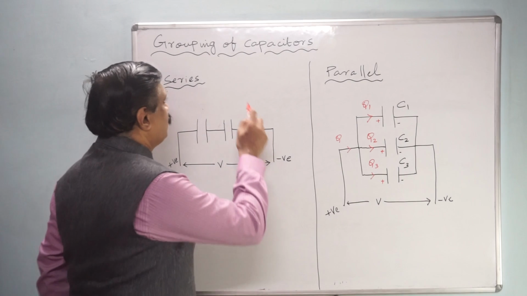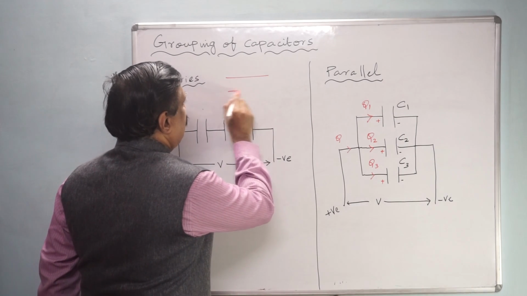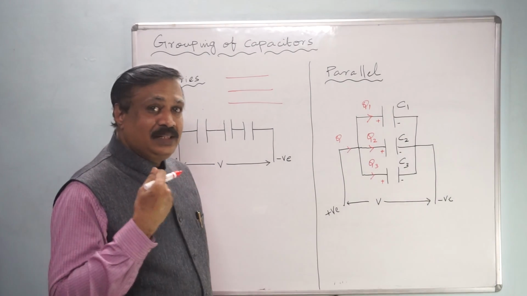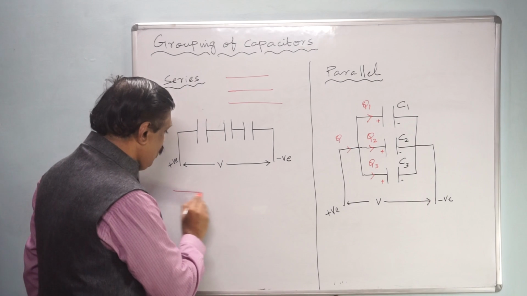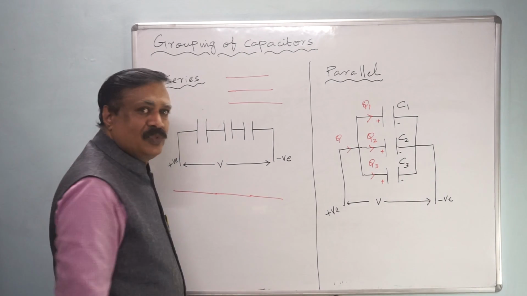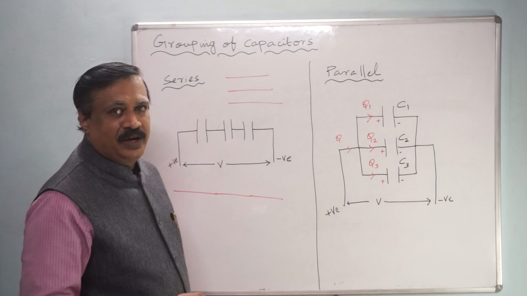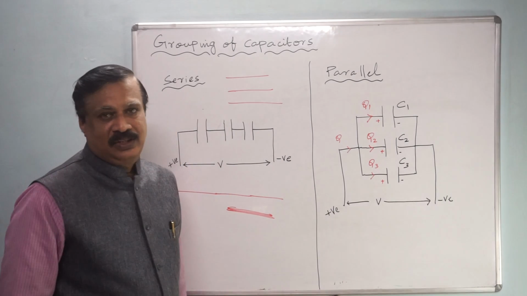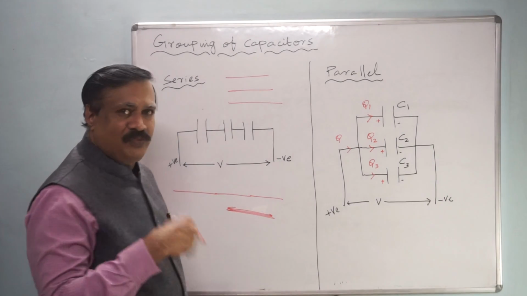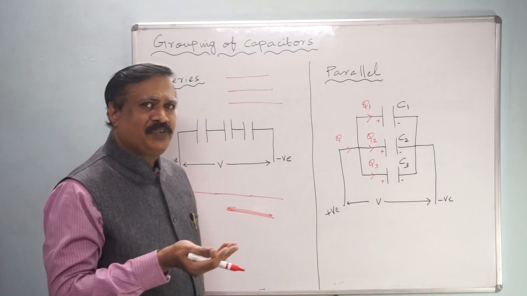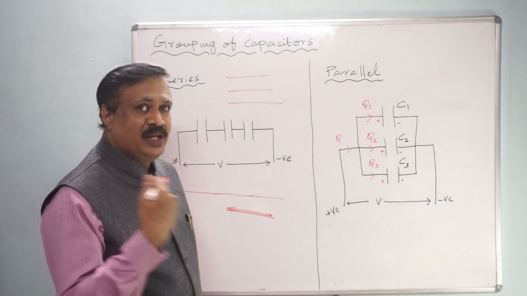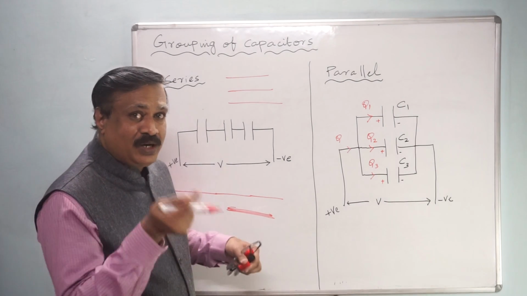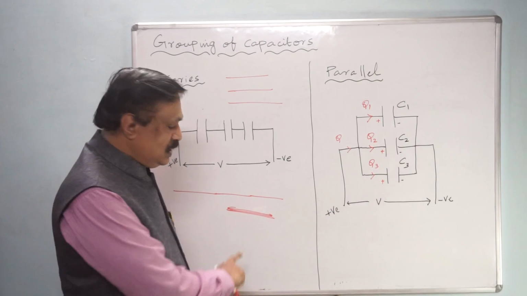For example, there are three threads like this. If you want a lengthy thread, then you have to connect them one by one like this. If you want a thick thread, then you have to attach these three threads like this. Three threads of different length or same length and different thickness. If you want length only, you attach them like this, join the threads. If you want thickness, you join the threads like this.